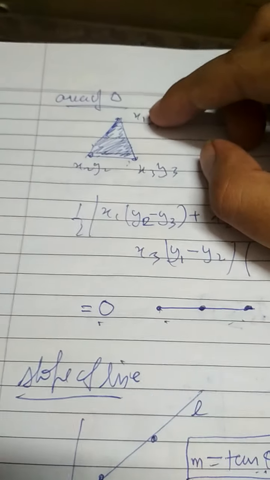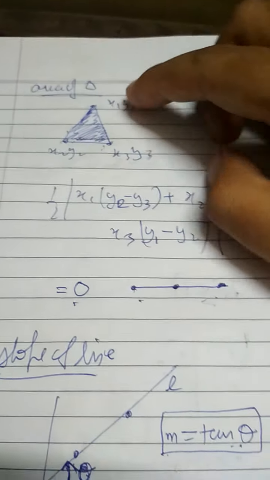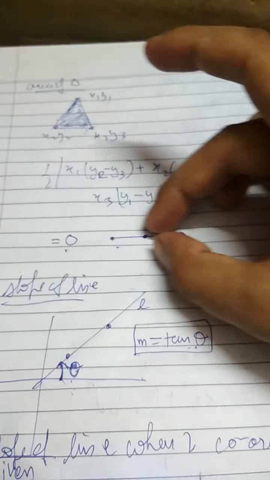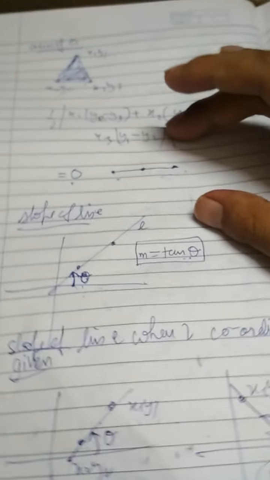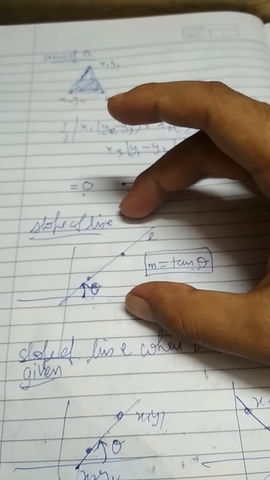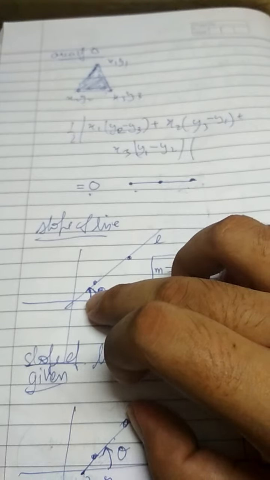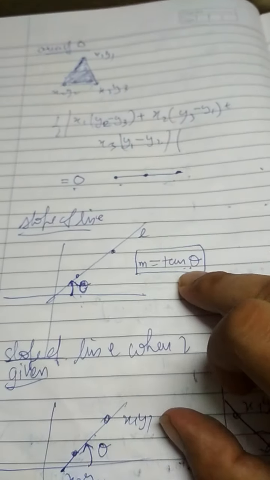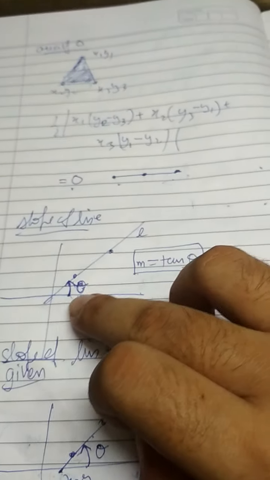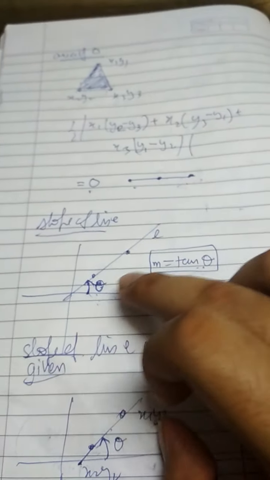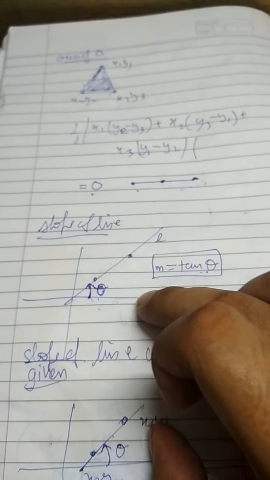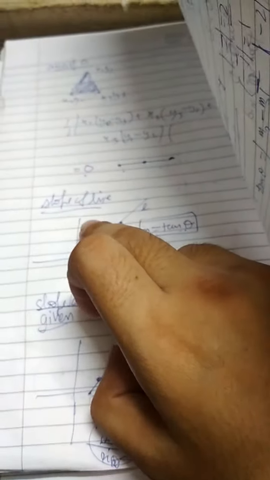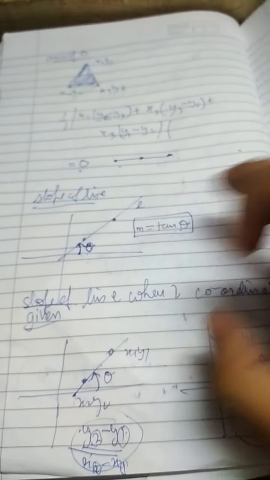Then we saw the area of a triangle when 3 points are given. It was given by this formula. And if the area is 0, that means the points lie on a straight line. Then we studied a new concept, the slope of a line. The slope of a line which has an angle theta with respect to the positive x-axis is given by m is equal to tan of theta. It should be with respect to the positive x-axis, not from the negative x-axis.